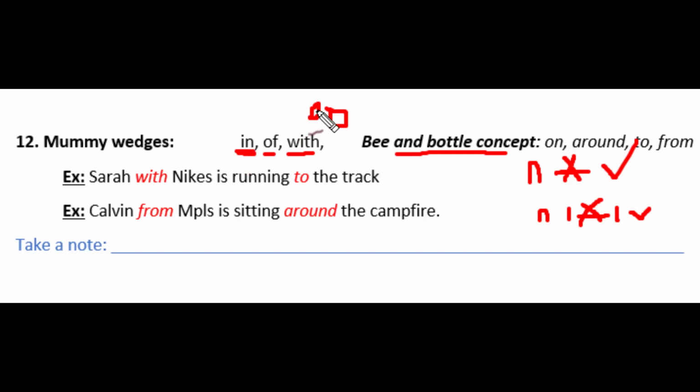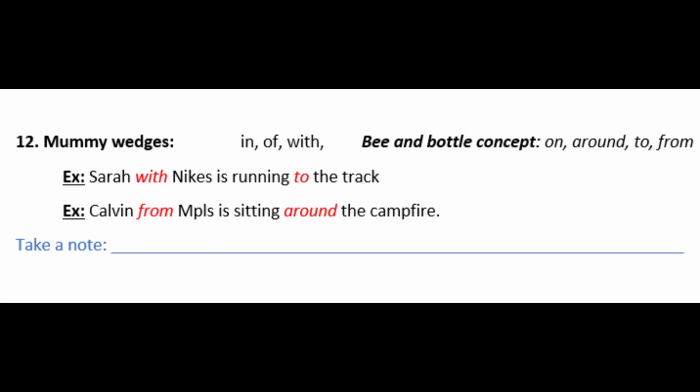The bee around the bottle, the bee on the bottle, the bee under the bottle, the bee across the bottle, the bee flies to the bottle, the bee flies from the bottle, the bee on top of the bottle. Just think of the bee and the bottle: on, around, to, from, and so forth. All right. So we've got mummy wedges level 1, which is in, of, and with, and then more mummy wedges can be located by just thinking about a bee and a bottle and location. A mummy wedge is basically one small word that starts a bunch of junk.